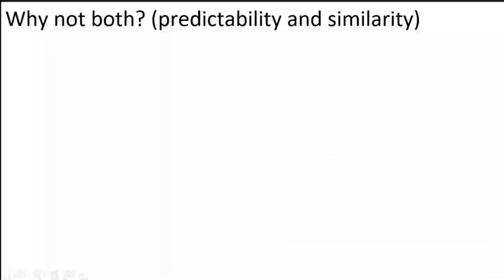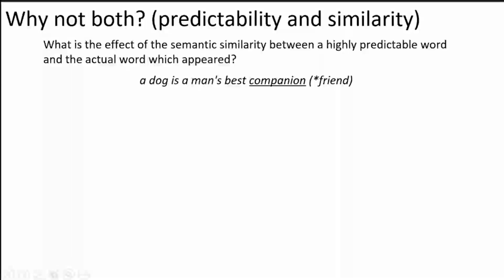Awesome. And now, just so we understand it, why not both? Why not use both? I think this study will hone in on the two ways in which language models helped us measure predictability, and word embeddings helped us measure similarity. And here's the research question. The question is, what is the effect of semantic similarity between a word which is highly predictable to come in a certain context and the actual word which appeared?